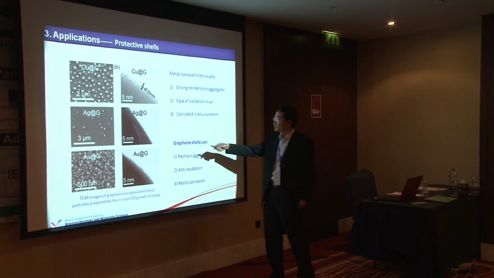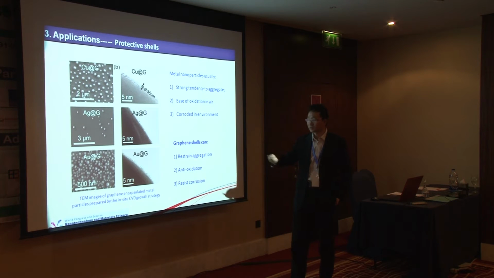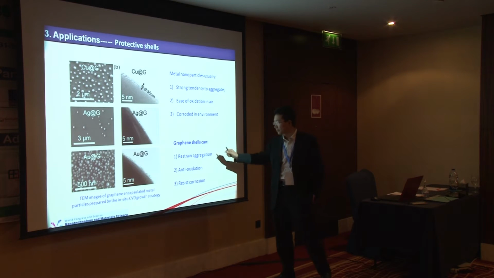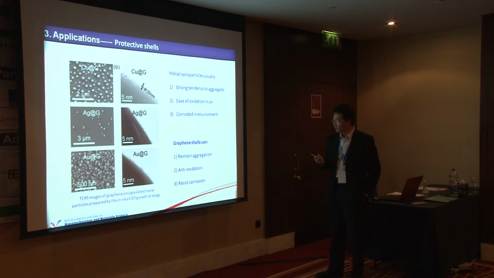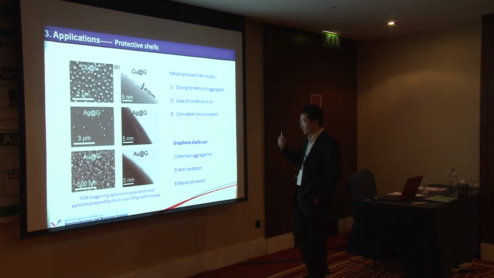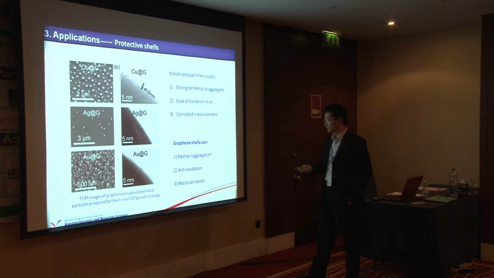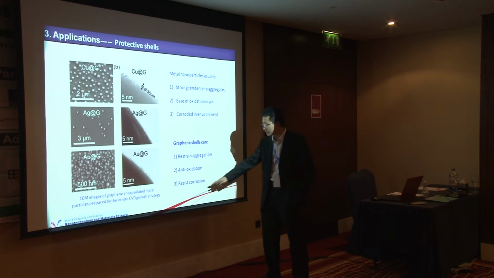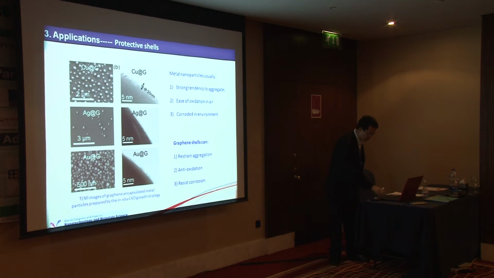So eventually, those processes to encapsulate this silver nanoparticle, or even any other metal nanoparticles, can achieve these functions. For example, one is to restrain this aggregation, and also to retard the oxidation, because graphene or RGO is a really inert material for oxidation, and it can also resist corrosion. That's the natural property of this GO or RGO, so they can do this work.